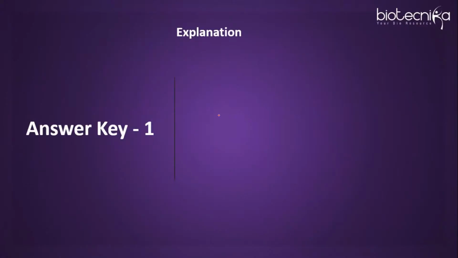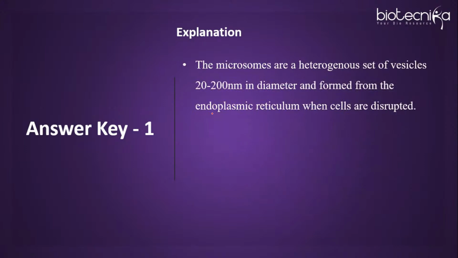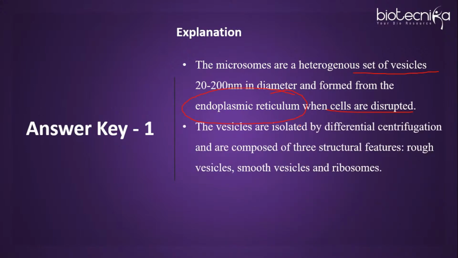So let's check out the explanation now. See, microsomes are nothing but a set of vesicles which are formed from endoplasmic reticulum when the cells got degraded, right? Next, and these vesicles can be obtained by differential centrifugation. So upon centrifugation, you can get 3 structural features. What are those features?